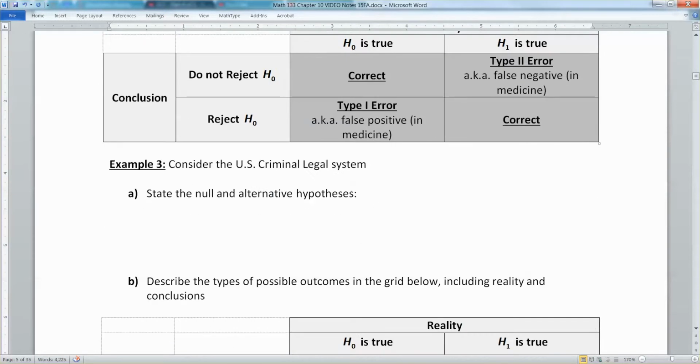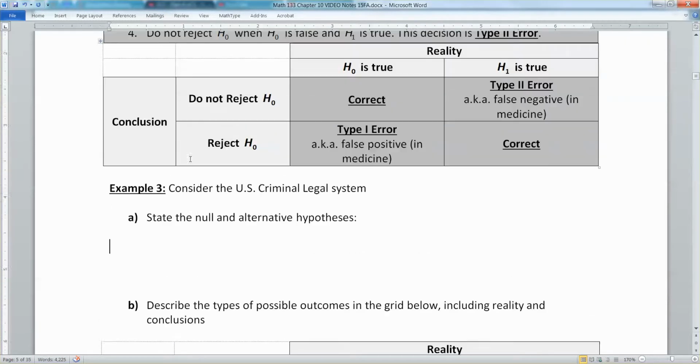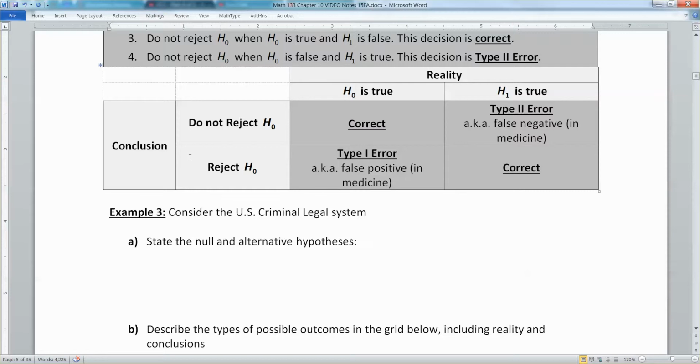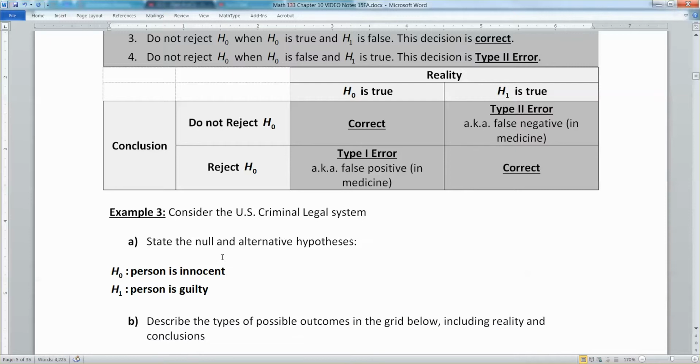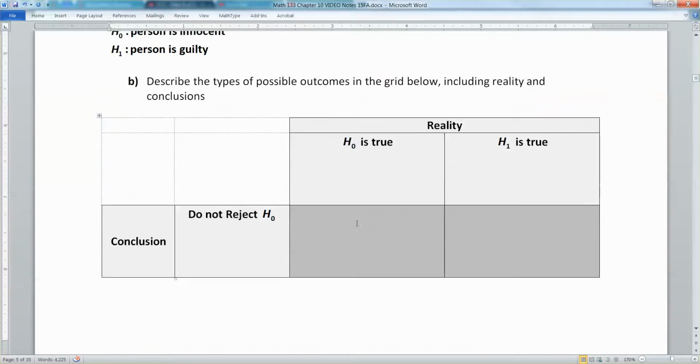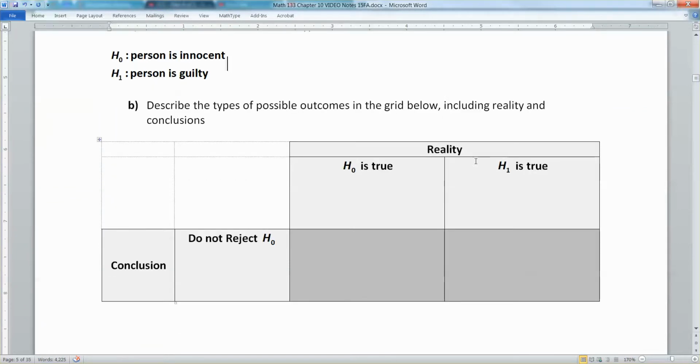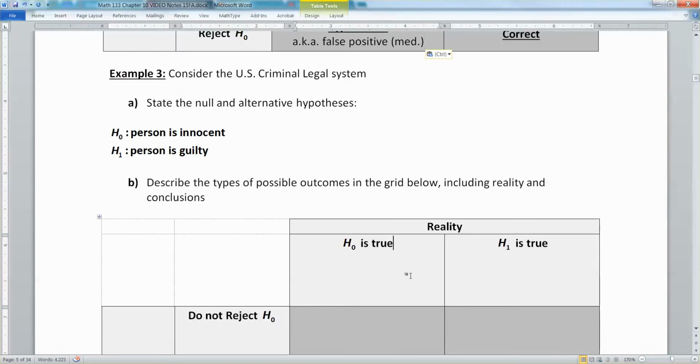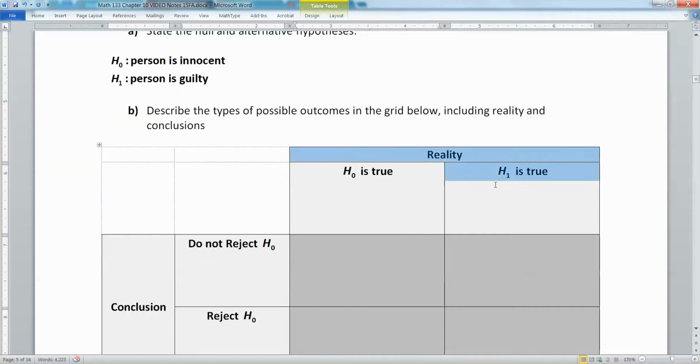Okay, so let's consider another example besides the medical system. Let's consider the legal system. In the US legal system, according to the Constitution, you are supposed to be innocent unless we can prove you're guilty, which means that the null hypothesis is innocence and the alternative is guilt. Okay, so if that's the case, then what are the possible outcomes that we could have for our conclusions and our reality? All right, let's first deal with reality.